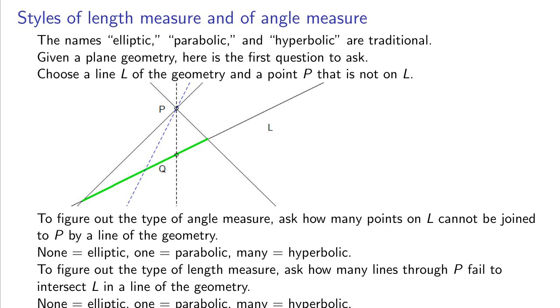And when you study hyperbolic geometry, you will learn that there are in general many lines through this point P that fail to intersect L, and that means in that geometry we need hyperbolic length measure, and indeed hyperbolic distances will be defined in terms of the hyperbolic functions you recently learned about.